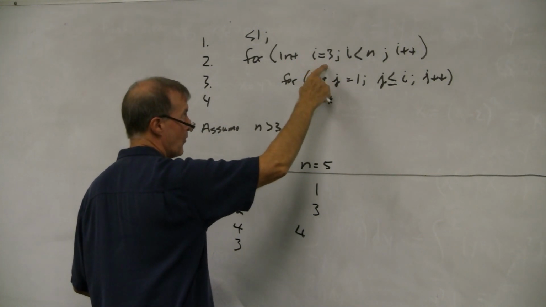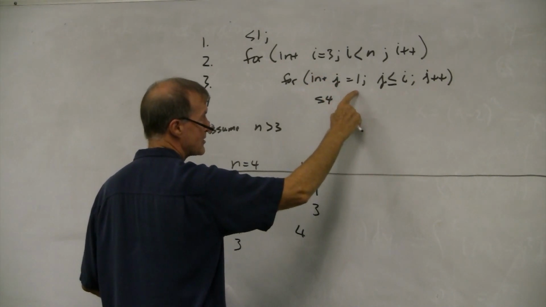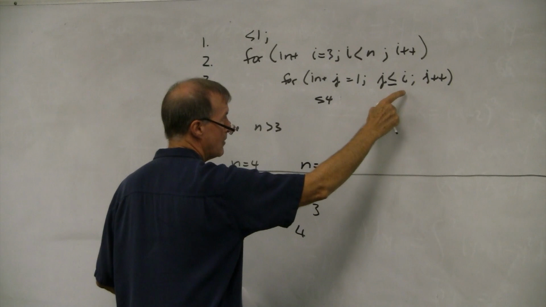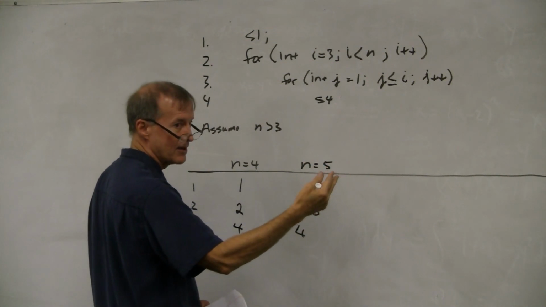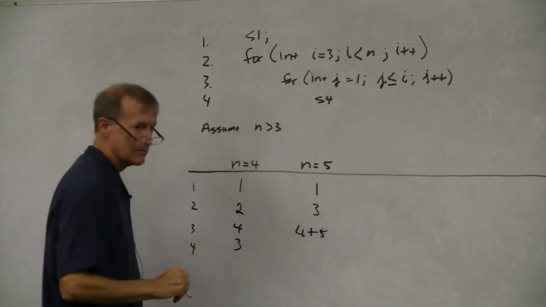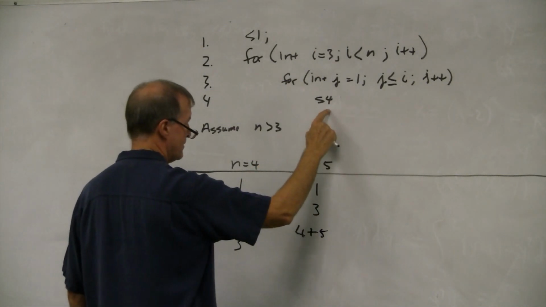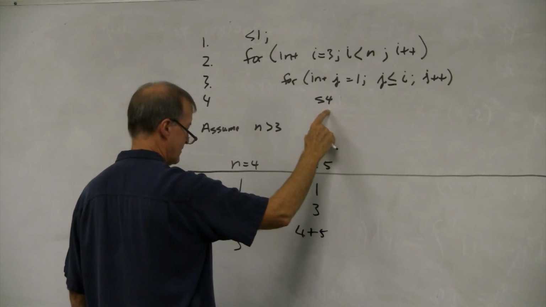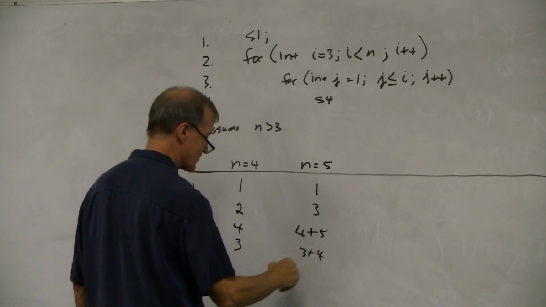Now when i is 4, the next time this goes through, i is going to be 4. So this is going to be for int j gets 1, j less than or equal to 4. So it'll execute 1, 2, 3, 4, and then the test. So 4 first time, 5 the next time. And now how about this one? This will be 3 plus 4, because it doesn't have that extra test.